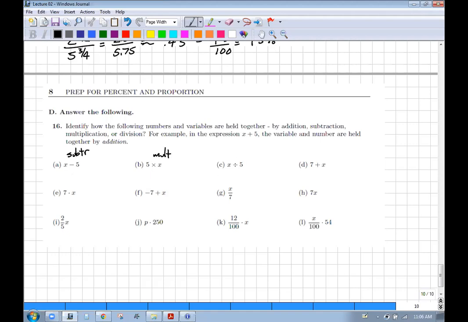Here we have division. Here we have addition. Here the dot means multiplication. See, we don't use this for multiplication very often in mathematics until you get to higher level math. See, when we're little kids, they always use this.